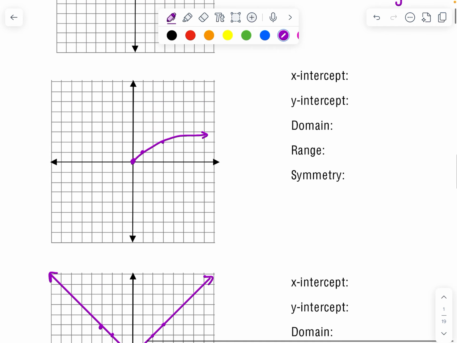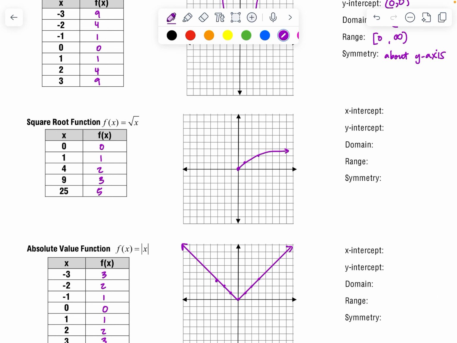Okay? So, really quickly, x-intercept for the previous one that we forgot to do, 0, 0. Y-intercept, 0, 0. Or if you want to do just x-intercept is 0. Y-intercept is 0. I like to give the point.